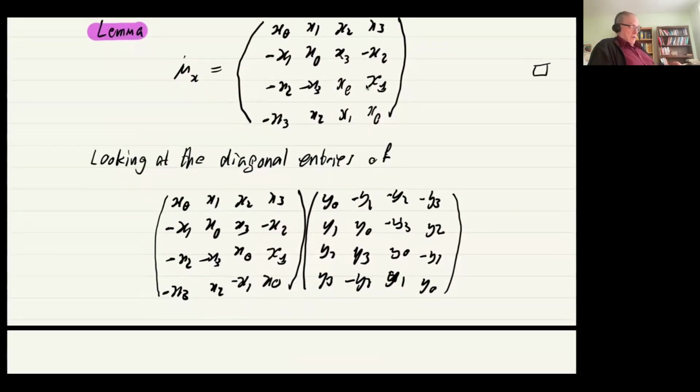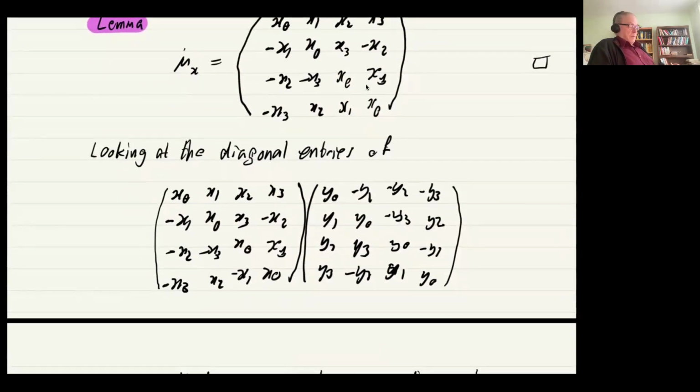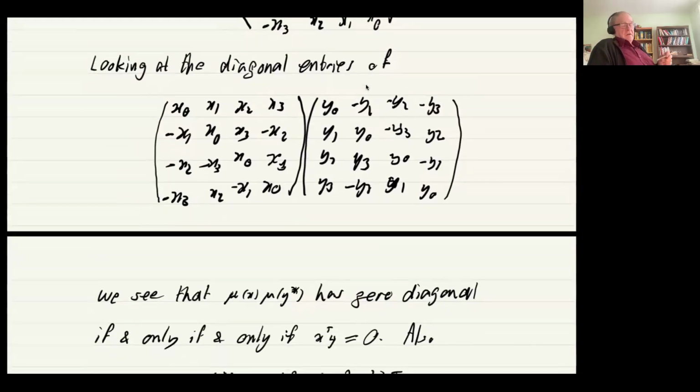A couple of things. If you look at the diagonal entries, if this is mu of x, and this is mu of y starred, the diagonal entries are 0 if and only if x transpose y is 0. So I have a map that takes x to a quaternion, y to a quaternion, and x and y are orthogonal if and only if mu x times mu y starred has 0 diagonal. But that's what I want. That's the unitary derangement.